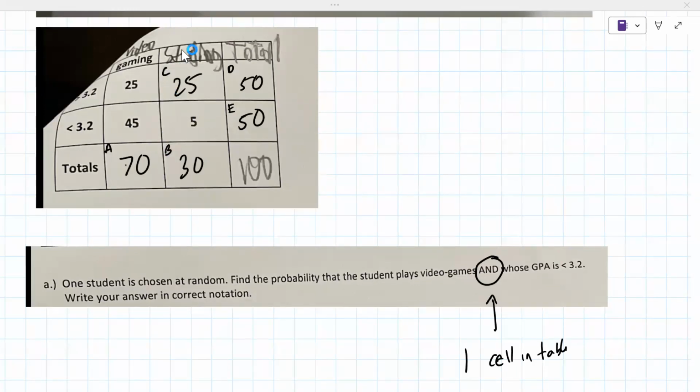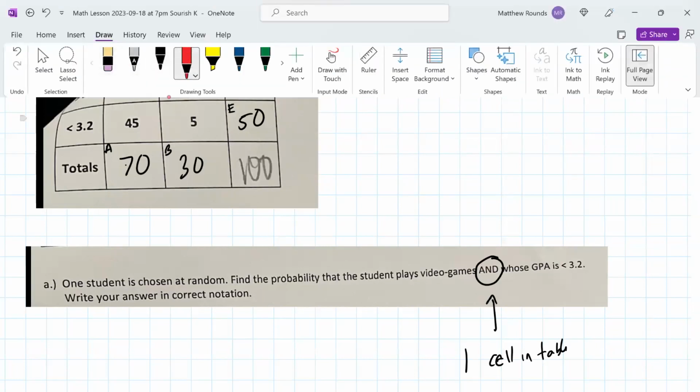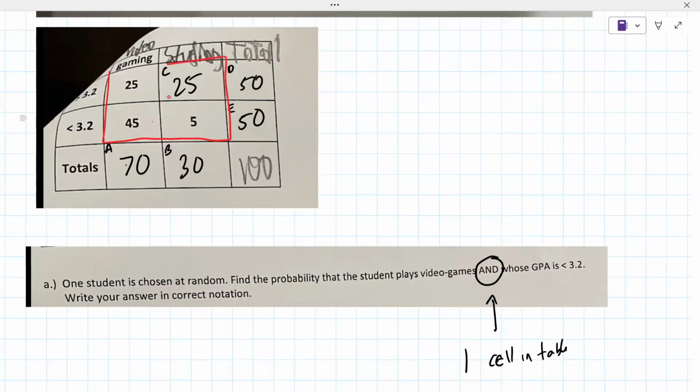Which of these four cells is it? Four cells, yeah, which of those is it? So the four, you're saying four cells. It's, and these are the cells. These four are the cells right here. One of these four values is the "and." Which one is video games and GPA less than 3.2? It has to be both. Which of these four is it?